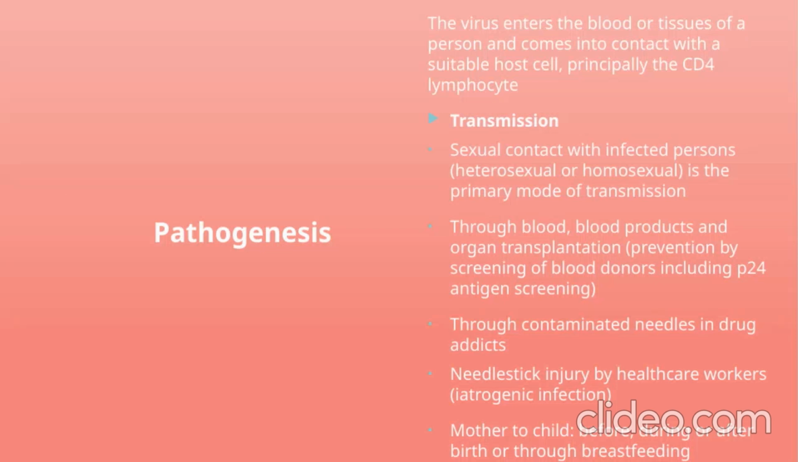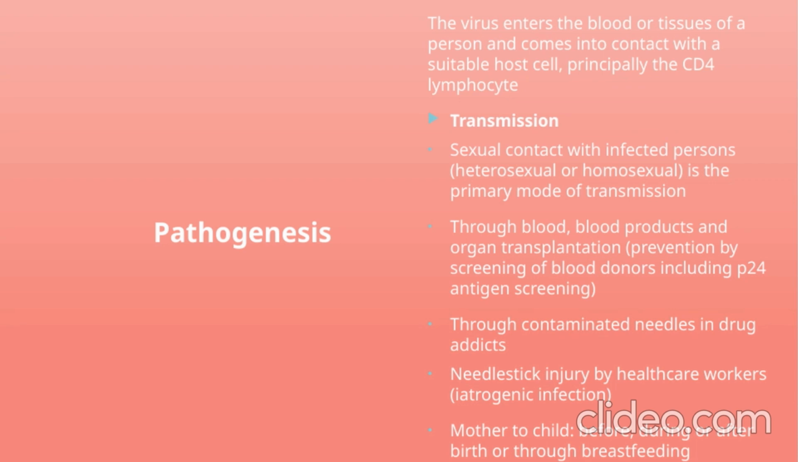Once the virus enters the bloodstream or tissues of a person, it encounters a suitable host cell, most commonly the CD4 lymphocyte. This is a crucial step because these cells are the primary targets for the virus, and their destruction leads to the immune system weakening over time. When we talk about transmission, the main route is through sexual contact, whether heterosexual or homosexual. This highlights how important safe sex practices are in preventing the spread.